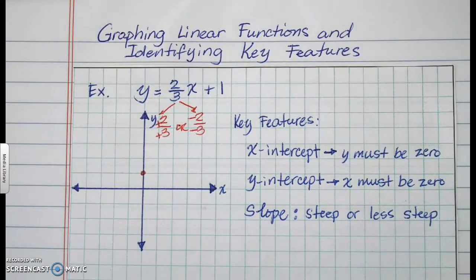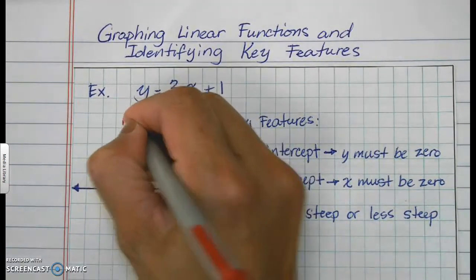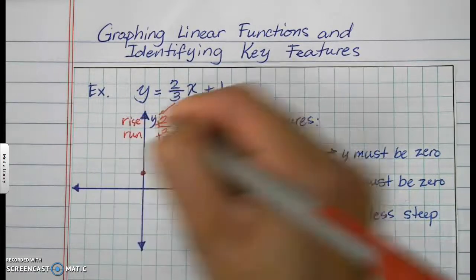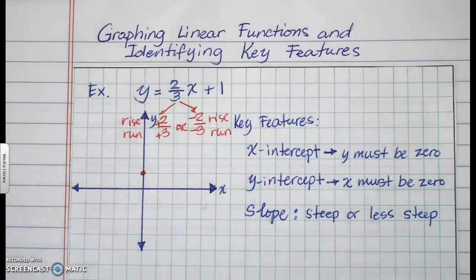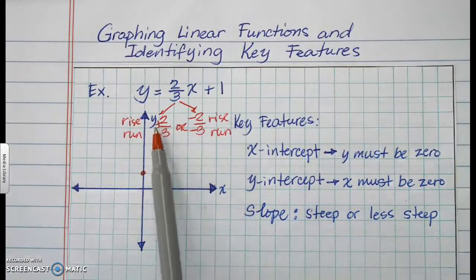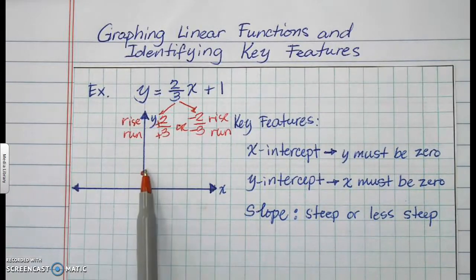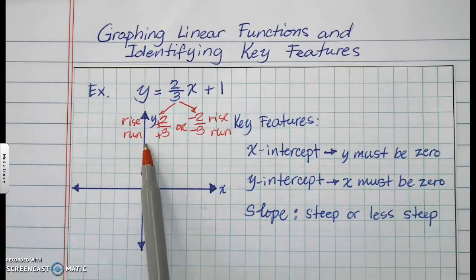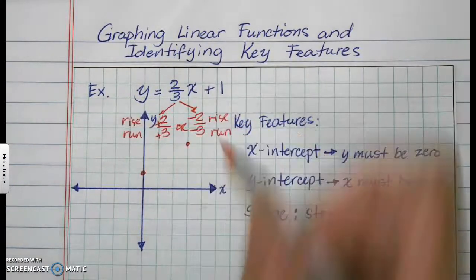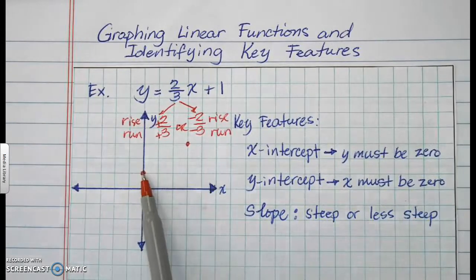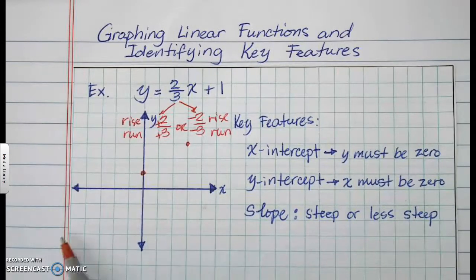So let's try this. This is your rise, and this is your run. Let us do both just for the purposes of our discussion. Let's do the positive first. Positive rise means go up 2. Positive run means go to the right 3. Your point is there. You can already stop there, get your straight edge, and connect the dots.